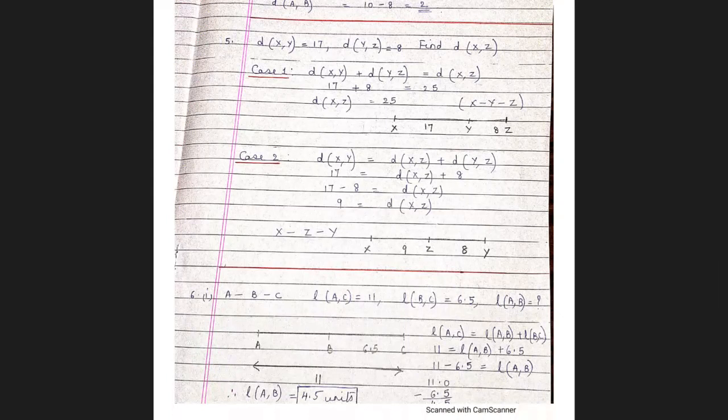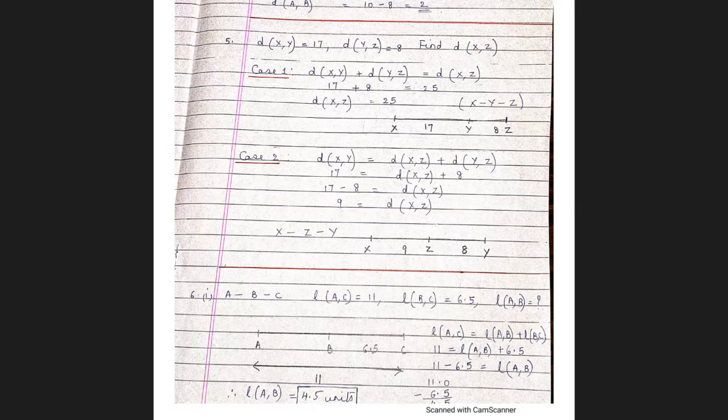Distance of x comma y is 17. Distance of y comma z is 8. Find distance of x comma z. Now, again here there are two possibilities. If I look at those two distances, xy and yz, both have y in common. So the first possibility is y lies between x and z. See the figure? Xy is 17, yz is 8. So distance of xy plus distance of yz will give me distance of x comma z. 17 plus 8 is 25. So distance of xz is 25. This is your first possibility.